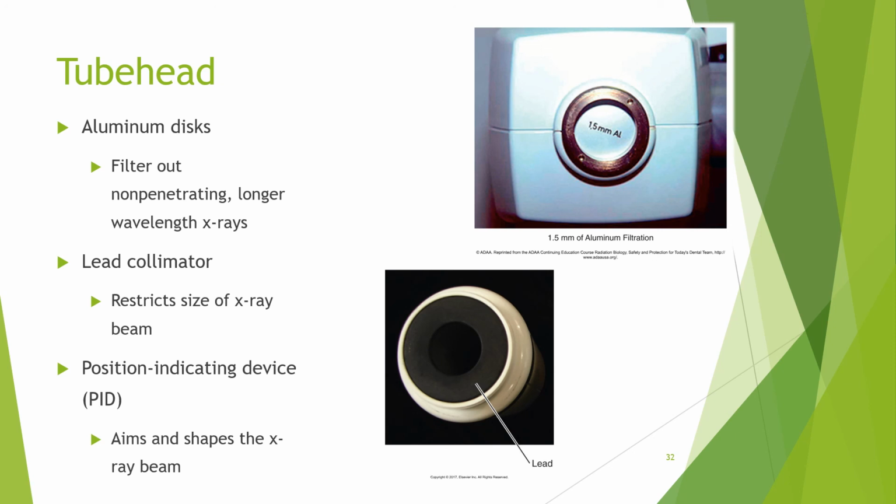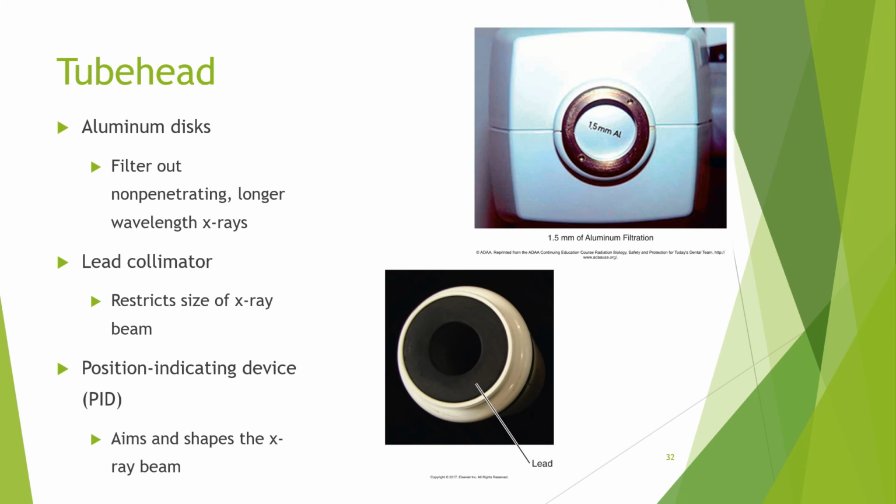patient. The lead collimator is going to restrict the size of the X-ray beam. And what it does is, you can see there in the circle, only the X-rays that go through the center will be able to continue going. All of the X-rays that hit the outside, those ones that are going outward, will not be able to continue down toward the patient.